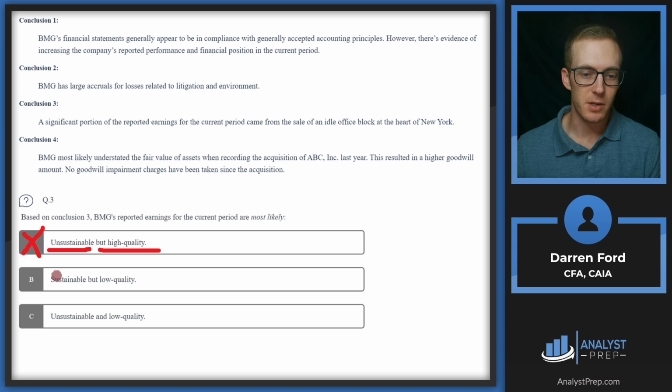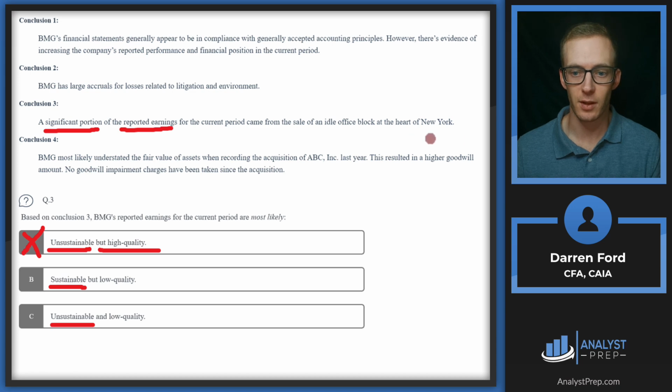So the nice thing about doing that is we basically just need to figure out whether these earnings that they reported are sustainable or unsustainable. So we left off at conclusion 2. All we have to read here, it looks like, is this conclusion 3 statement. A significant portion of the reported earnings for the current period came from the sale of an idle office block at the heart of New York. So it's a significant portion of the reported earnings that came from the sale of their office block.